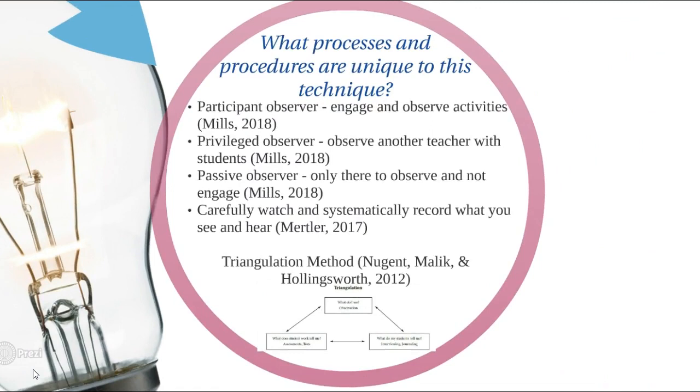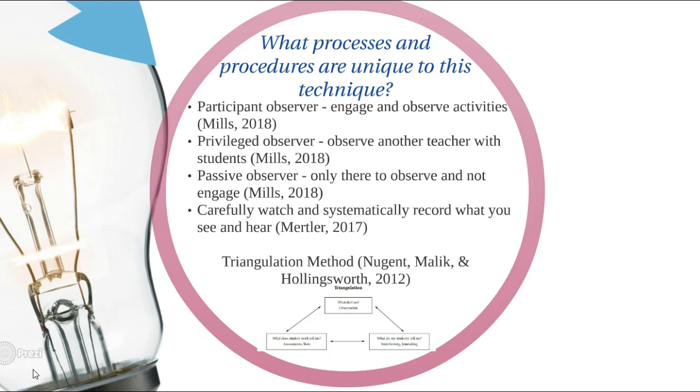So what processes and procedures are unique to this technique? In the Mills textbook in Chapter 5, there were 3 different types of observers that they described. The first one was the participant observer, and this is just where the teacher or the researcher is engaged in observing the activities that the students are completing. A privileged observer observes another teacher with students, and this would be if you would go to your specials or to a learning support classroom and you're watching your student with another teacher. You're just seeing what they're doing and how the students are reacting.